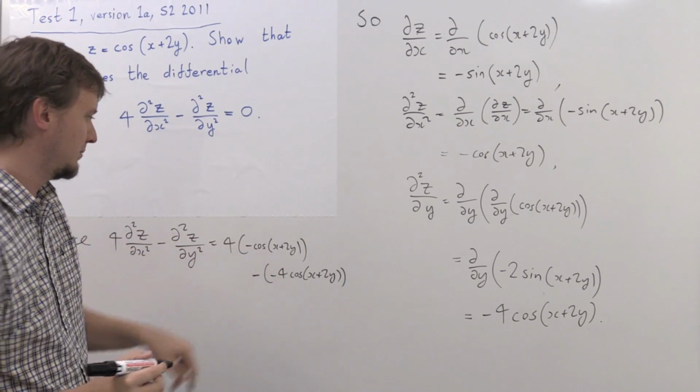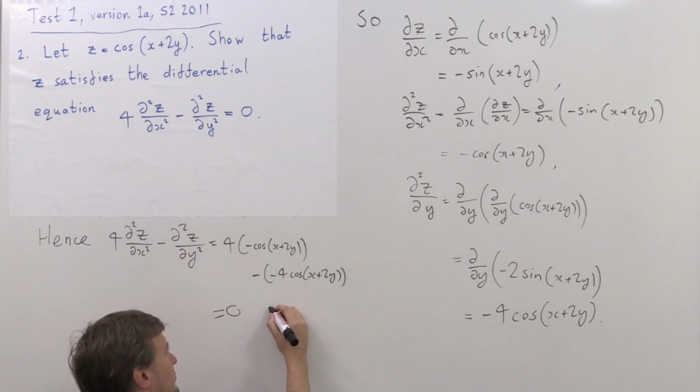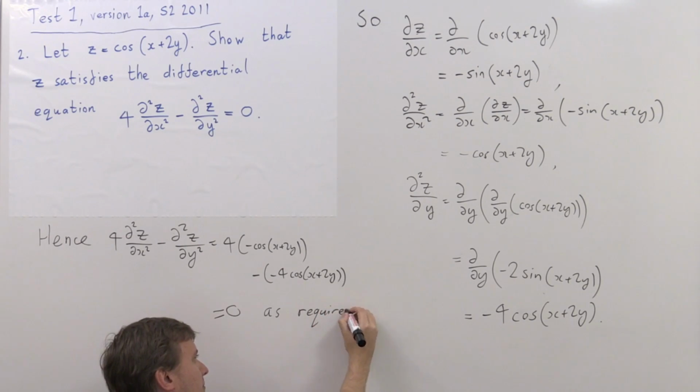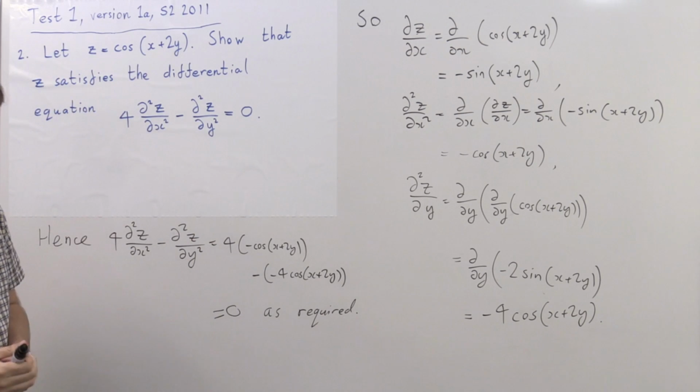These two minus signs become a plus. It is actually just equal to 0. And I will just finish it off by saying, as required. So we've shown what we were required to show. So I think that answers the question.